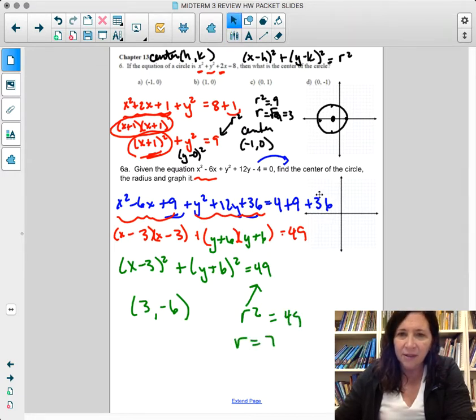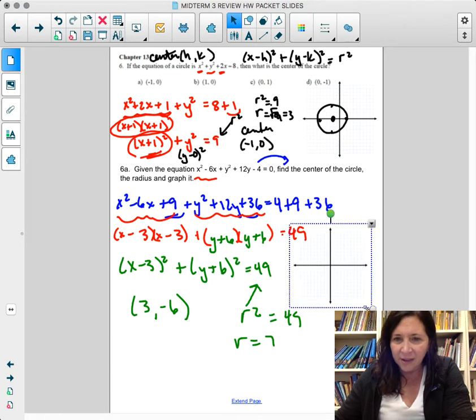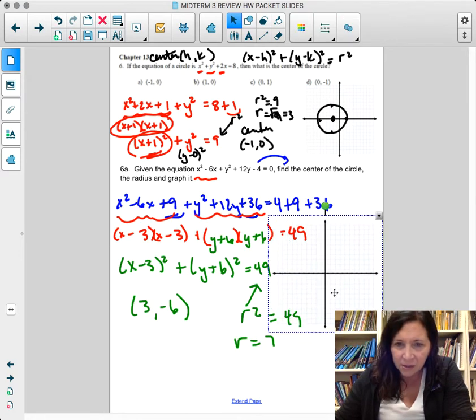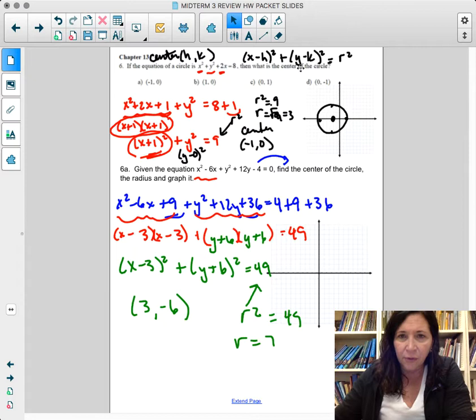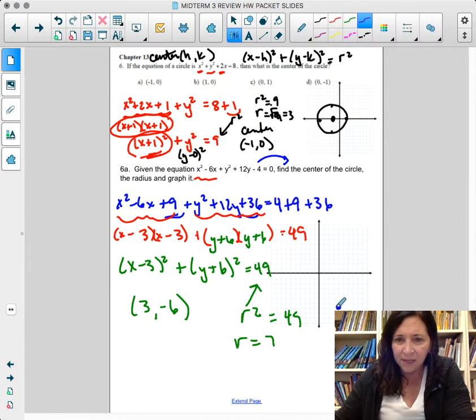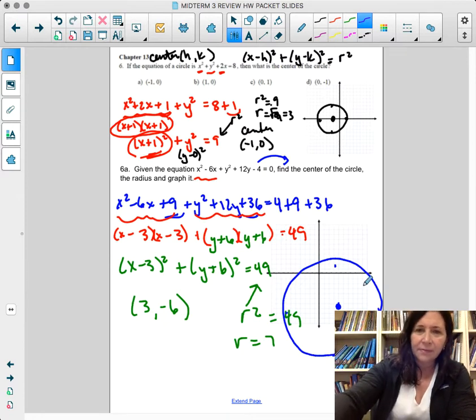So let's graph this, okay? In graphing this, it looks like our center is at over 3. Sorry about that. Over 3, down 6, so around here. And then 7 to the left, down, right, all around. So there's my graph, okay?